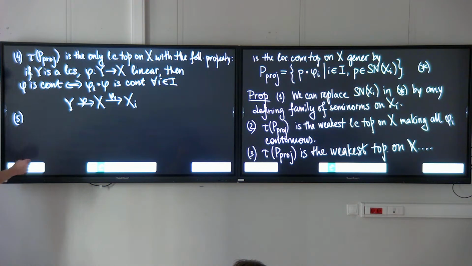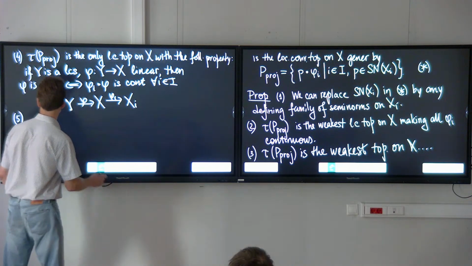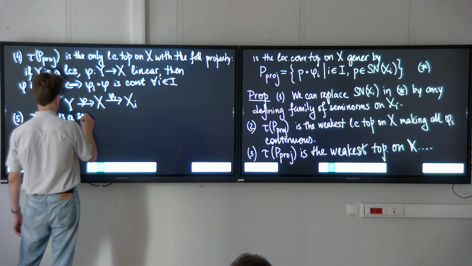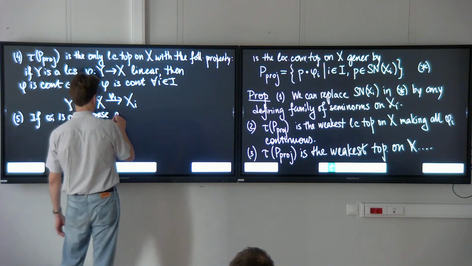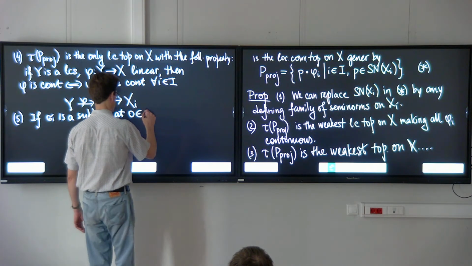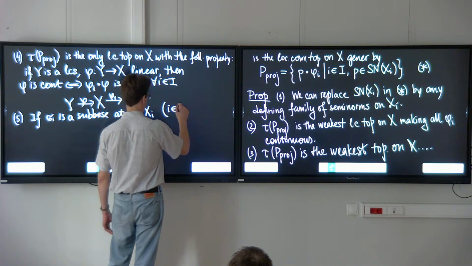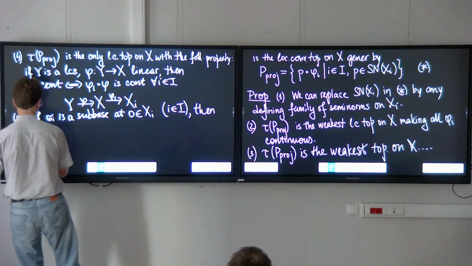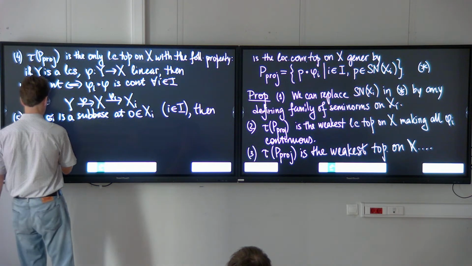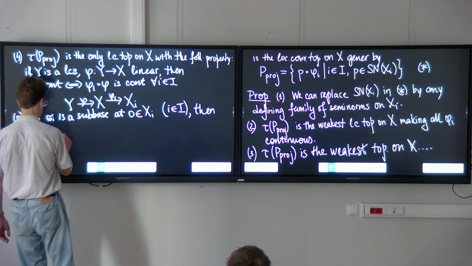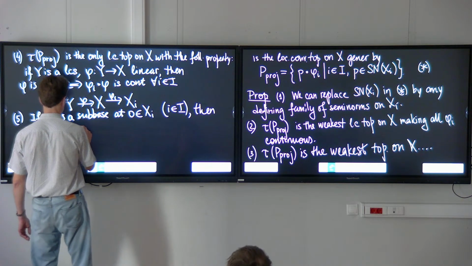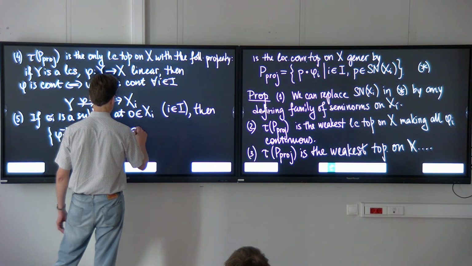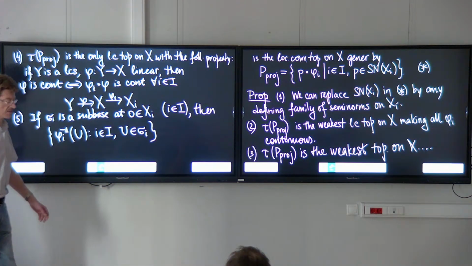Property 5 is about basis of neighborhoods of 0. If, say, sigma I is a subbase at 0 in Xi for every I in our index set, then the following family, the family which consists of all pre-images of sets from sigma I, where little I runs over our index set, and for every I, U runs over sigma I, is a subbase at 0 in X.